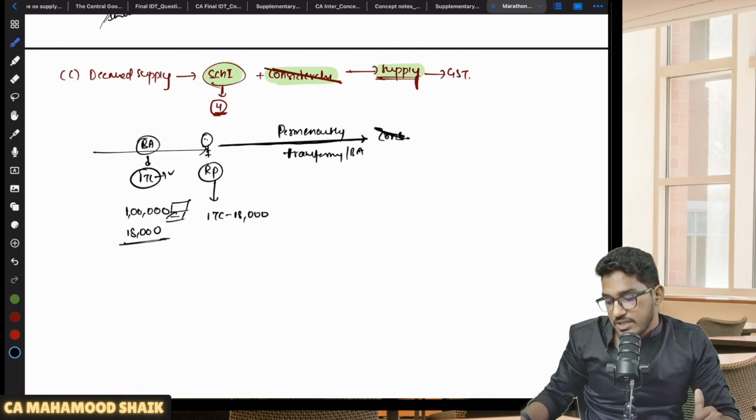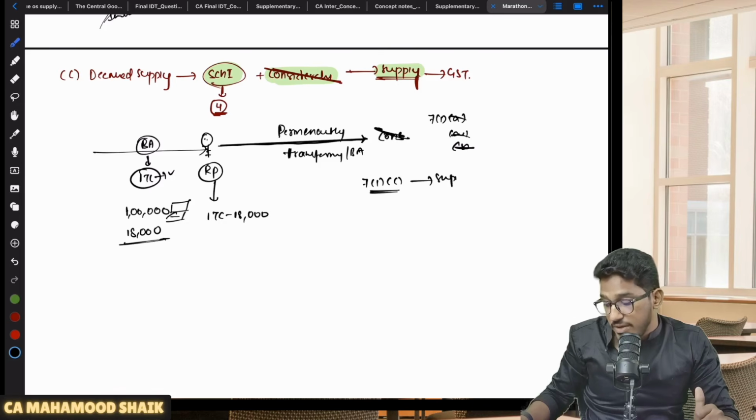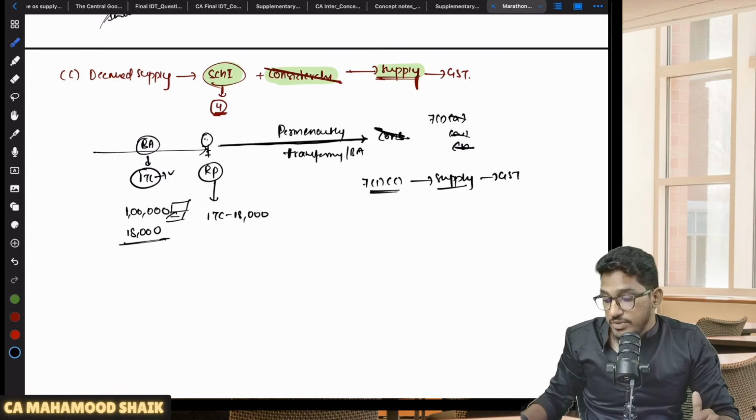If it is no consideration, it will not qualify as supply under clause A, clause AA, clause B. But still, since this is an activity mentioned under Schedule 1, this will qualify as supply under Section 7 subsection 1 clause C, and on that it will be treated as supply, on that GST will be payable. Now a question you will get, sir, how will I calculate the amount of GST, sir?